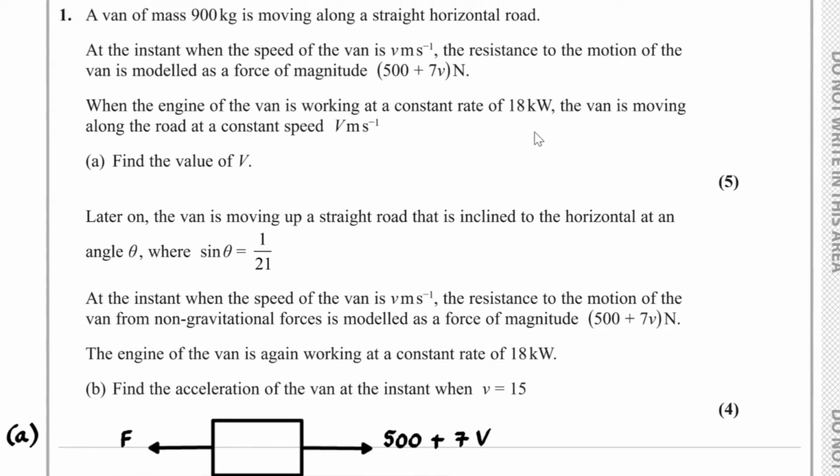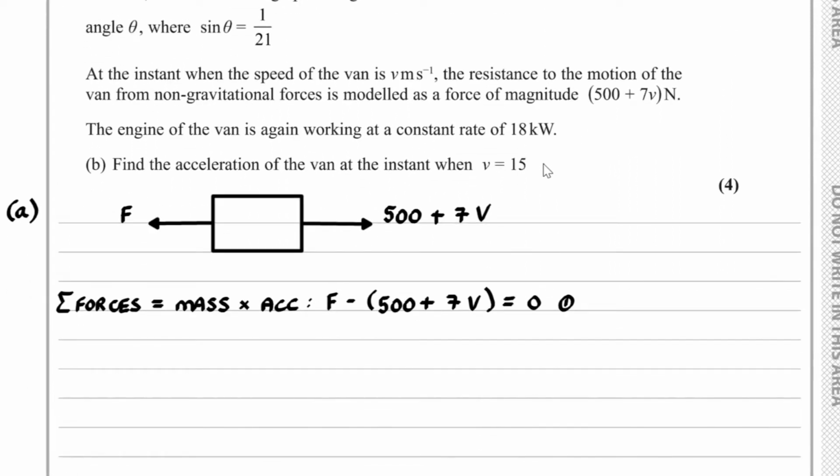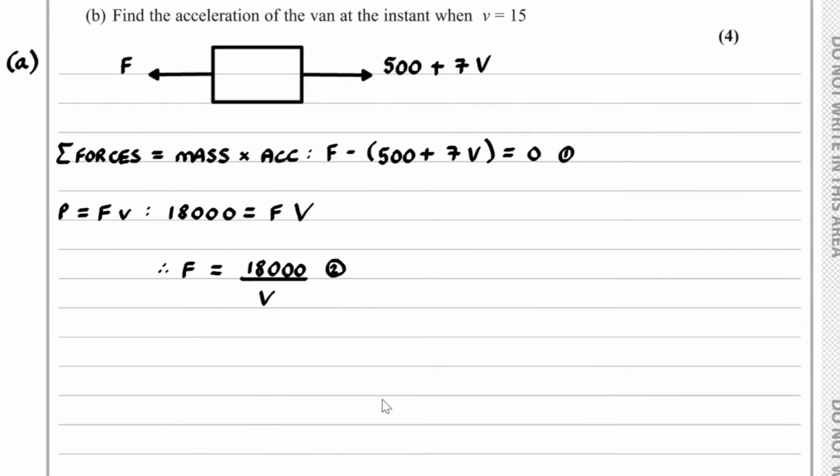We also know we are working at a constant rate of 18 kilowatts, and using the fact that power is equal to the driving force F multiplied by V, we have the power, 18 kilowatts, or in other words 18,000 watts. This is equal to the force multiplied by V. And so, you can see F is equal to 18,000 divided by V. Let's call this equation 2. And what we will do is substitute equation 2 into equation 1, replacing the F with 18,000 over V.